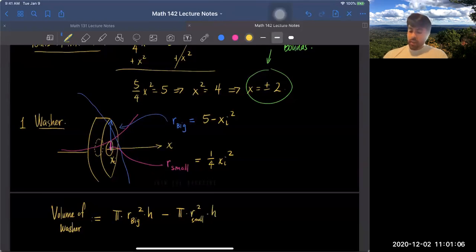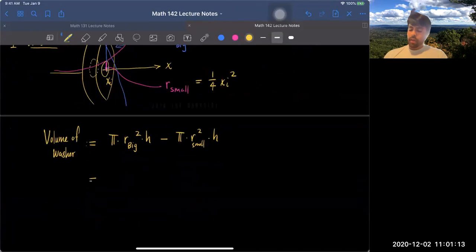In this case, remember we said the height was the change in x? So both heights are the same. So really the difference is pi. I can take the pi out, and this is really r big squared minus r small squared, multiplied by the change in x. That's the volume of one washer.